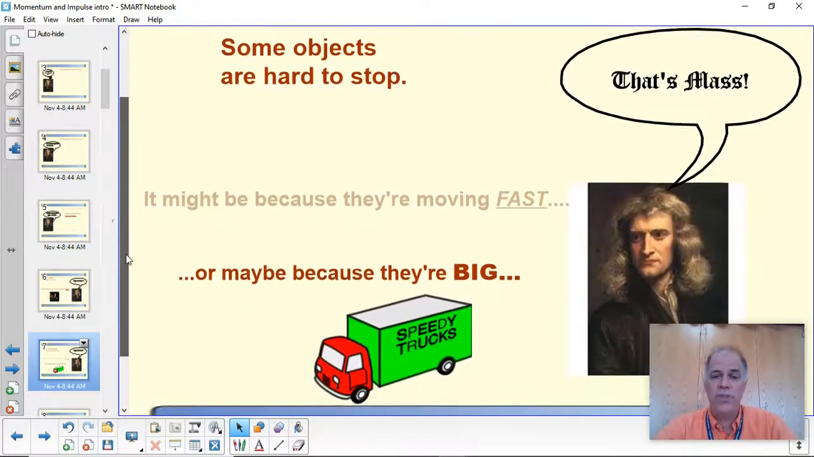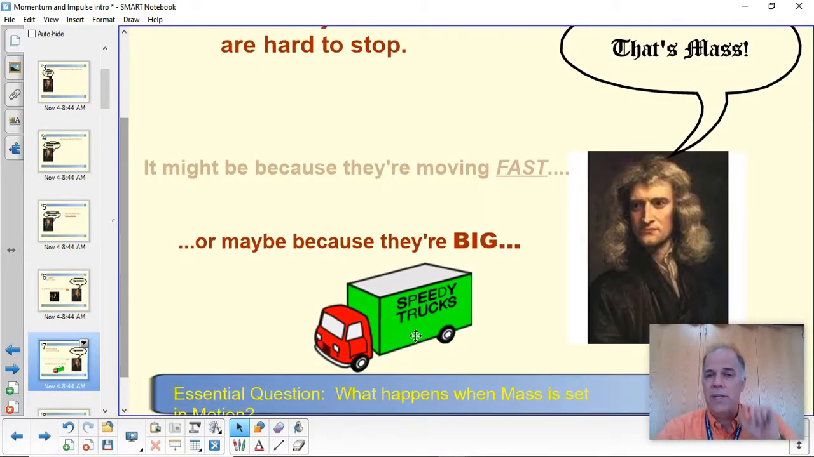Now, the other thing that can make something hard to stop is that it might just be really big. So this truck here says speedy truck, but even if it's moving slowly, we know from our common sense that we don't want to get in front of it. If it's rolling along like at 1 mile per hour, we're not going to go stand in front of it because it's going to knock us down and run over us. So it might be hard to stop simply because it's big, even though it's not moving very fast. So mass matters also. If there's a lot of stuff there, it's hard to change its motion.